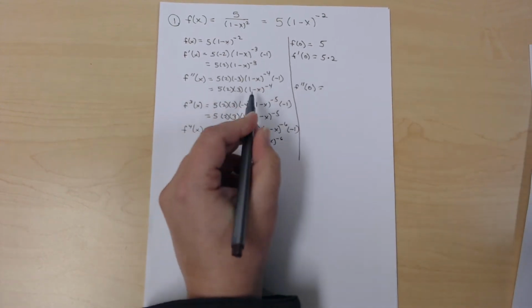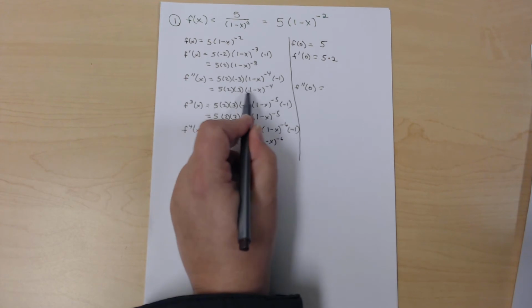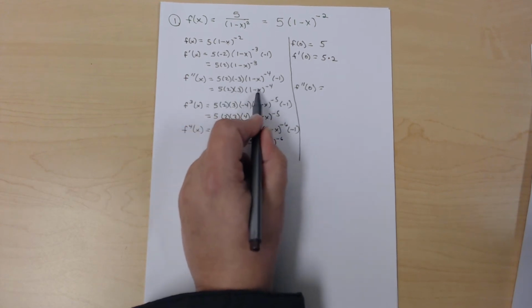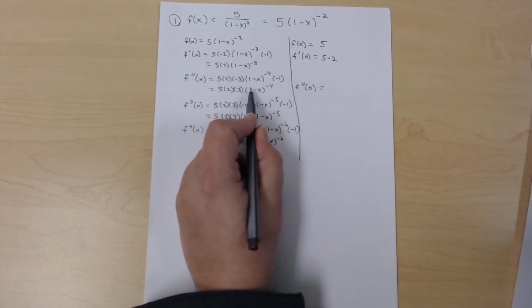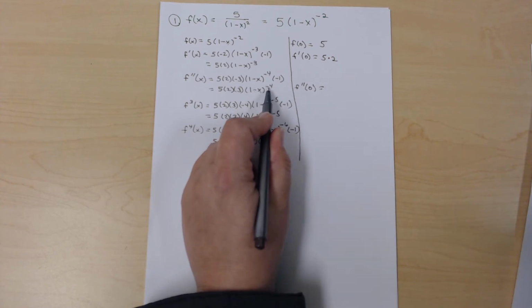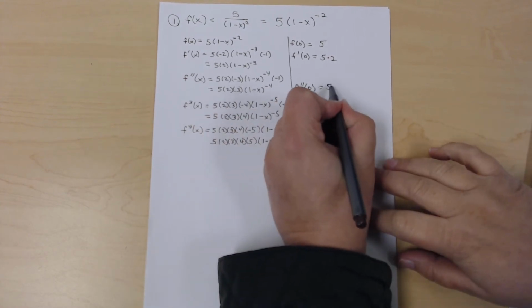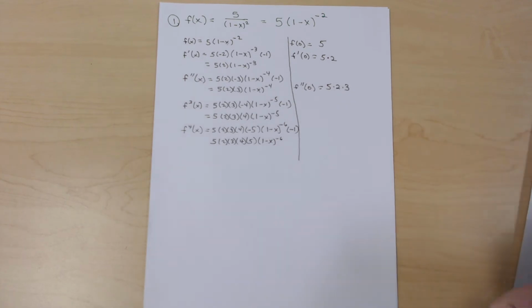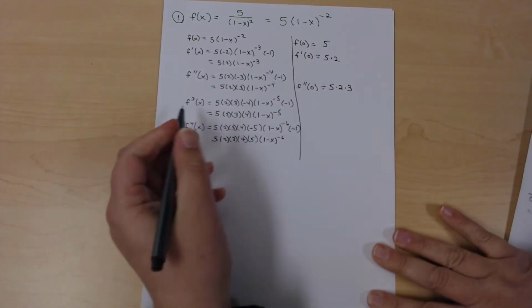I plug in a 0. This is the nice one, all simplified. I get 1 minus 0, which is 1, to the negative 4th power is still 1. So I really have 5 times 2 times 3. All right, we're on our way.